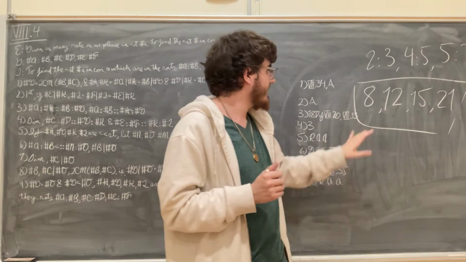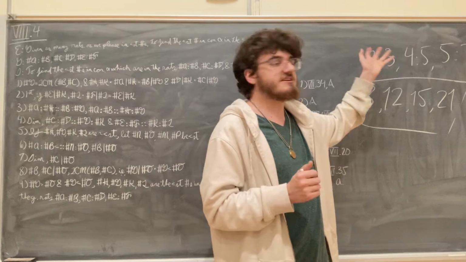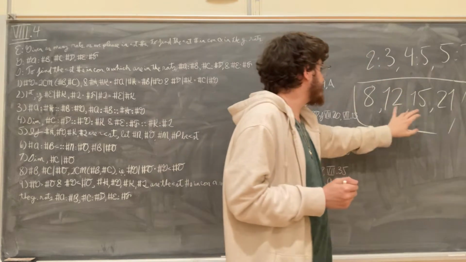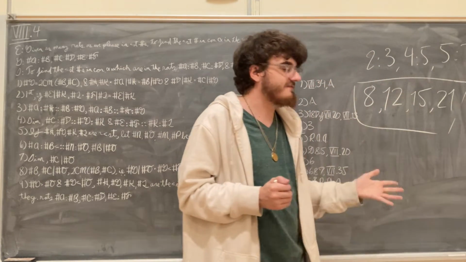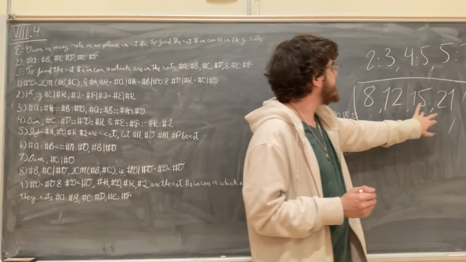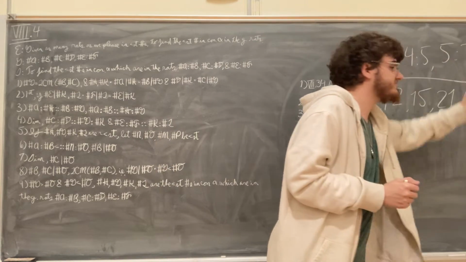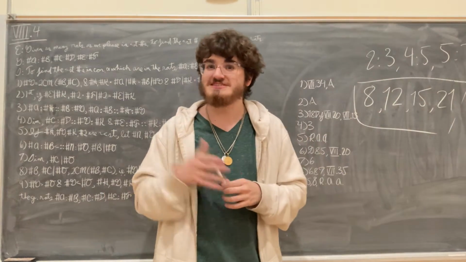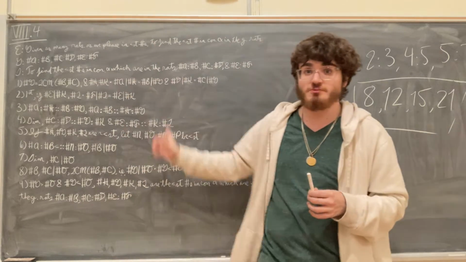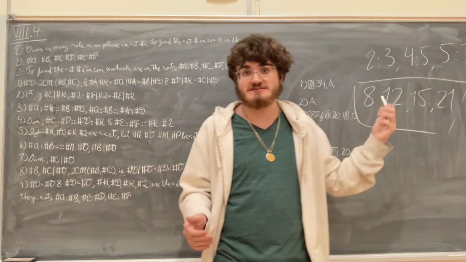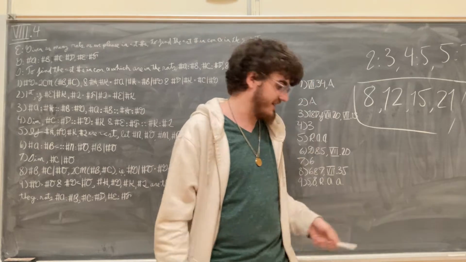Have we done that here? Well, 8 is to 12 just as 2 is to 3. That checks out. 12 is to 15 just as 4 is to 5. That also checks out. And 15 is to 21 just as 5 is to 7. It also checks out. So we see that this proposition works, and we can prove that these are the least numbers in this continuous proportion according to our given ratios.